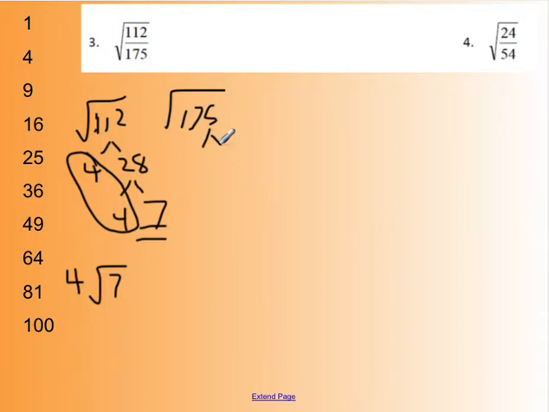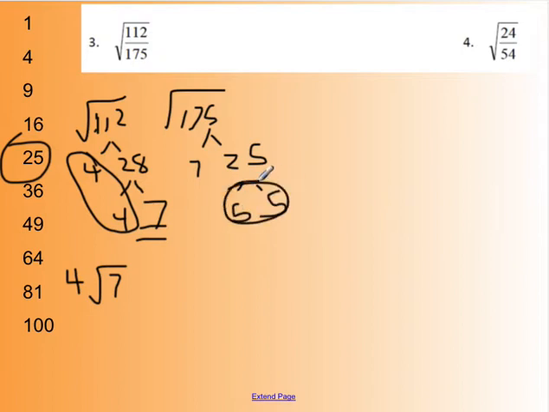When you take a look at 175, anything that ends in 25, 50, or 75 is immediately going to be divisible by 25, which I know is a pair. So 175 divided by 25 is going to give us 7. So we have 7 and 25. 25 is going to break down into a pair of 5s, so I can take that out.